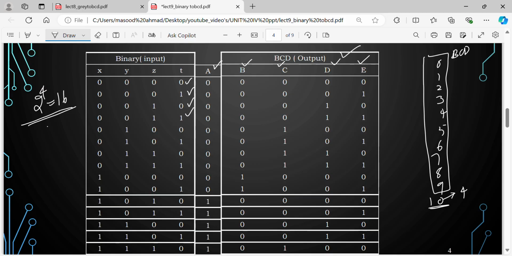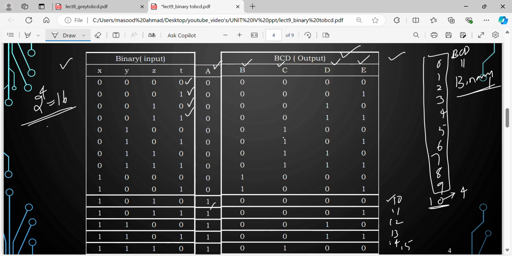BCD is also equivalent to binary. But once your binary goes beyond 9, in BCD we need 2 digits to represent. So this 1 followed by 4 zeros represents 10. This 1 followed by 1 represents 11. 1 followed by 2 represents 12, 13, 14, 15. So we need a 5 bit code. That is the reason why the input is a 4 bit code and the output is a 5 bit code.